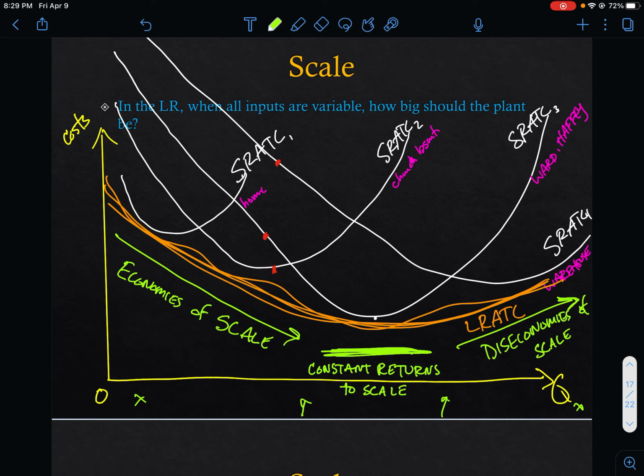So at any rate, that's the idea of scale. You have short-run average total cost curves for various plant sizes, and when you put them together and look at the bottommost portion of all of those, you get the long-run average total cost curve. That's where you can identify economies of scale if the long-run average total cost curve is falling, or diseconomies of scale if it is increasing. And if it's flat, then you're having constant returns to scale.